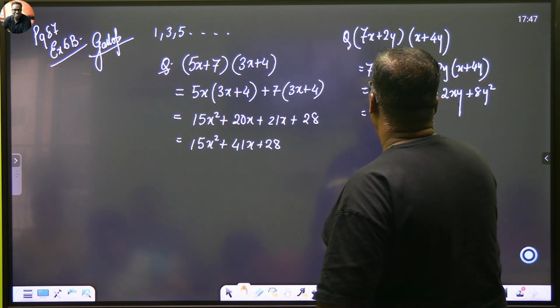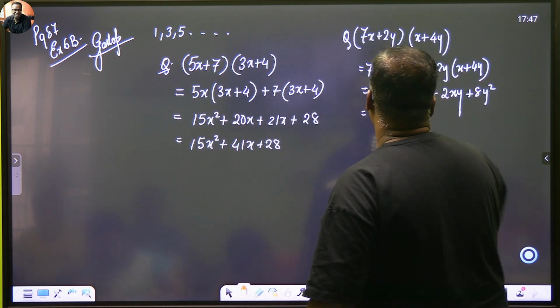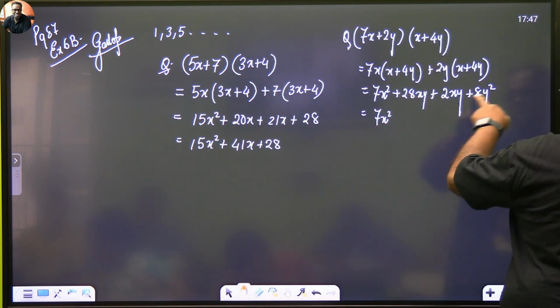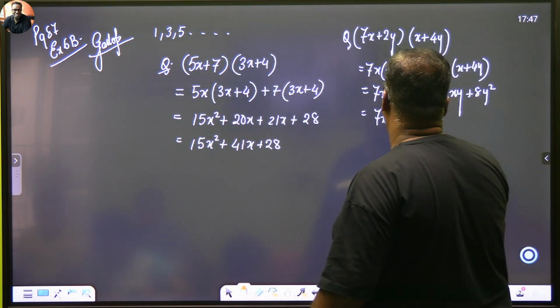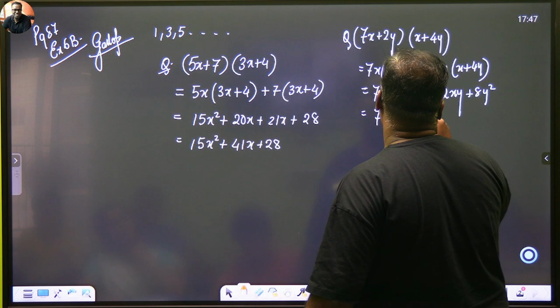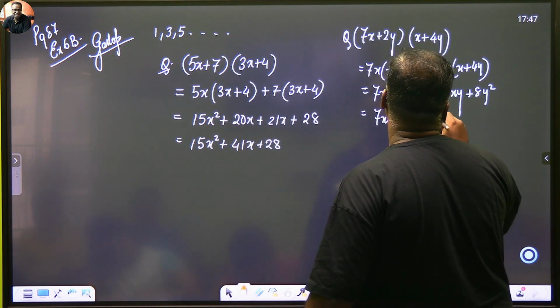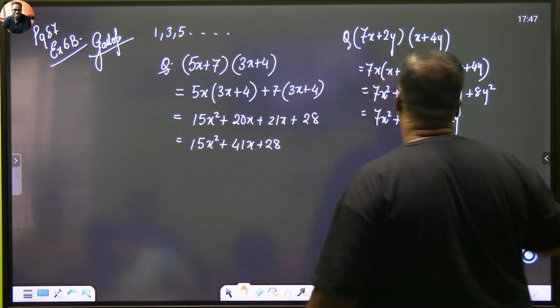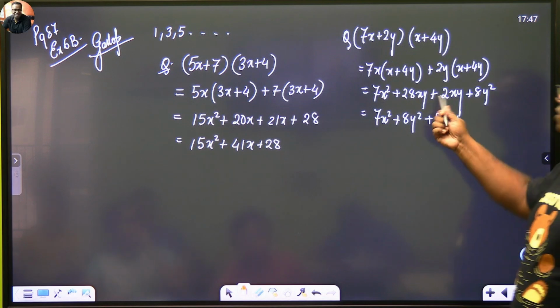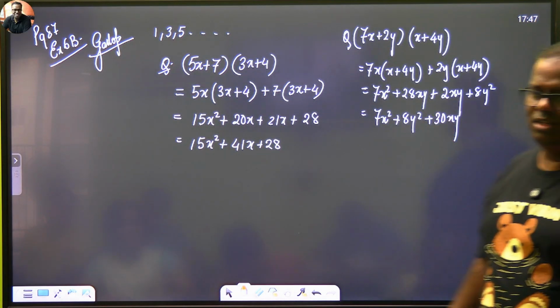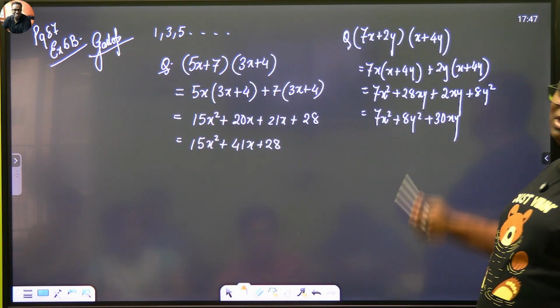Now look, I have a 7x squared. This you don't have any square, this is a square term. So okay, get the squares together. 8y squared. 28 and 2 makes it how much? 30xy. This was what I was explaining. 28xy and 2yx are also the same, beta. This is Shreyas Dubey, this is Dubey Shreyas. It's the same thing.